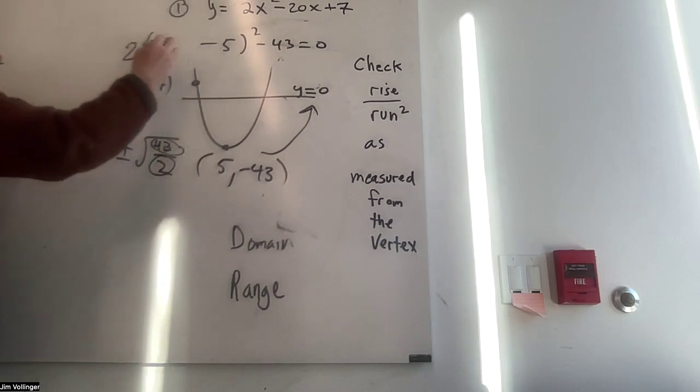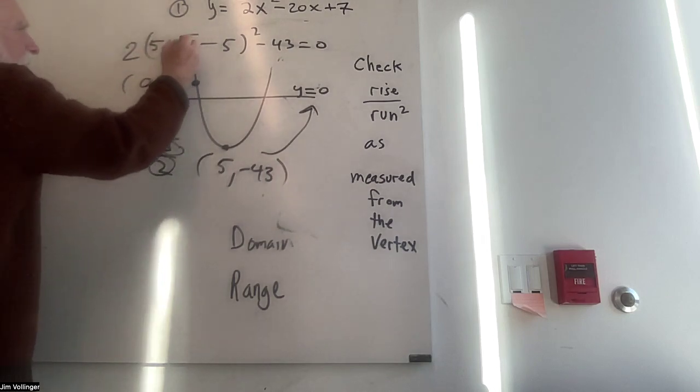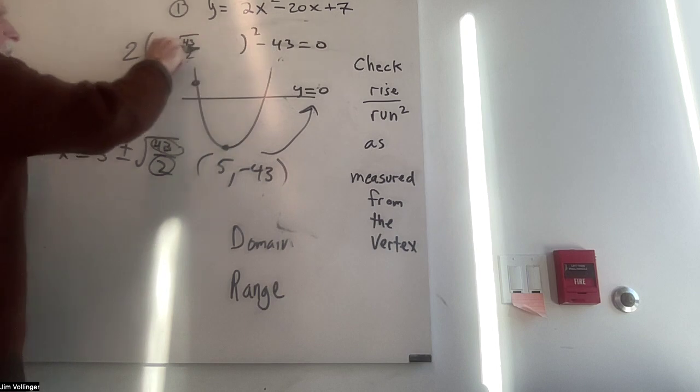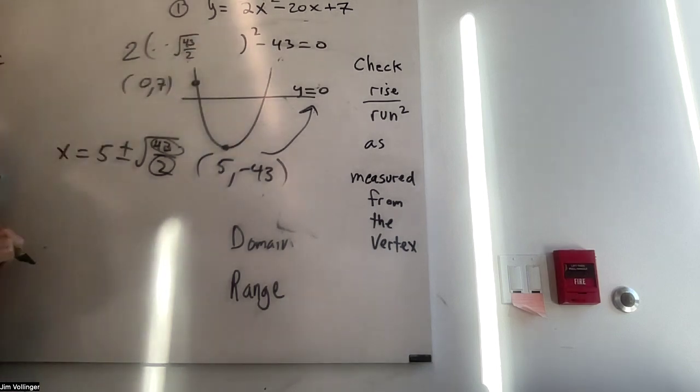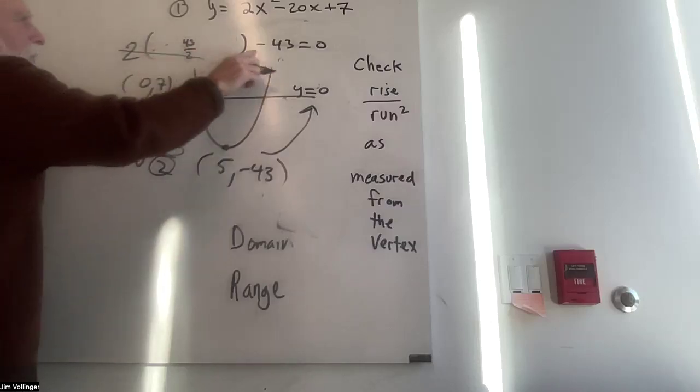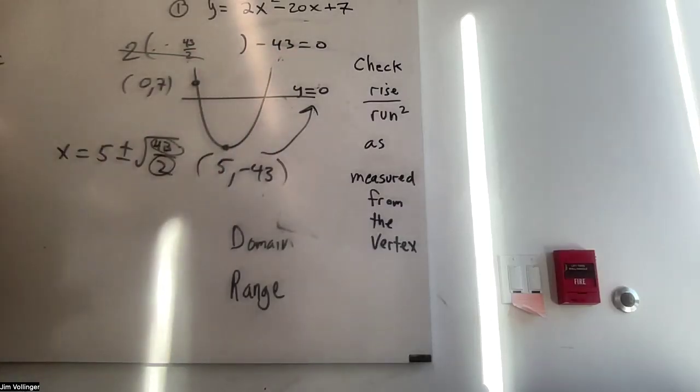5 plus minus the square root of 43 over 2. All right, so what happens to the 5s? They cancel. What happens when I square plus minus? Just get positive. Squaring a square root gets me what's inside. The 2's cancel, and 43 minus 43 is 0. That's the quickest way to do this.